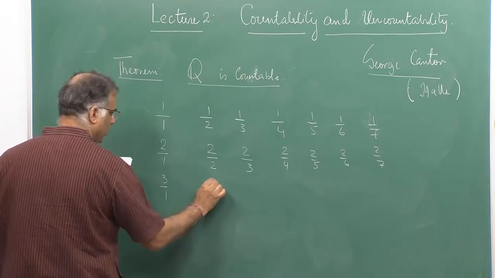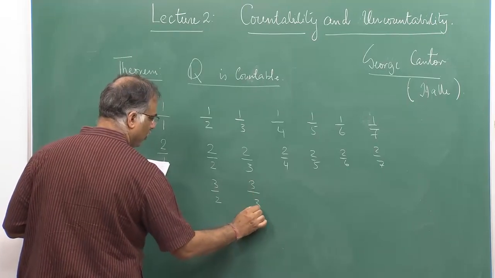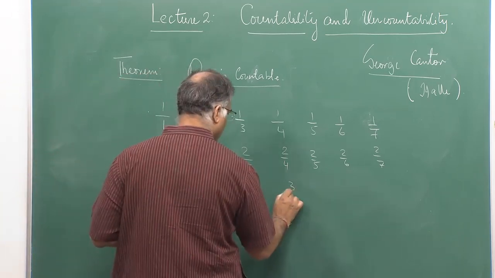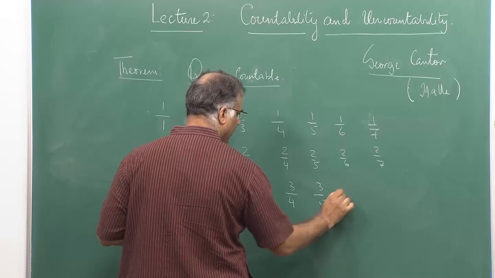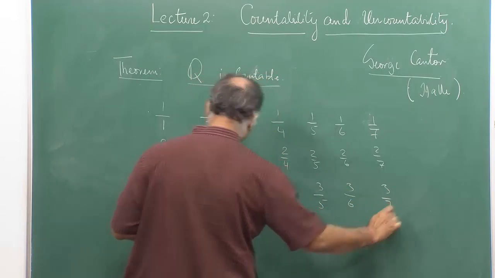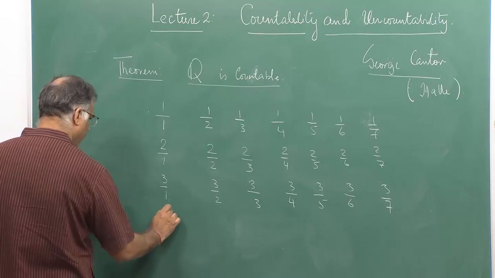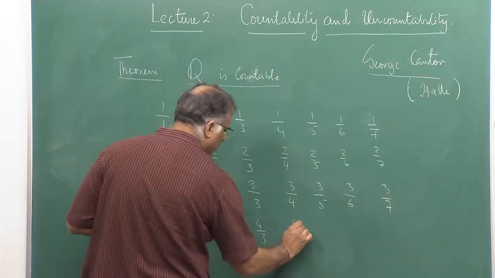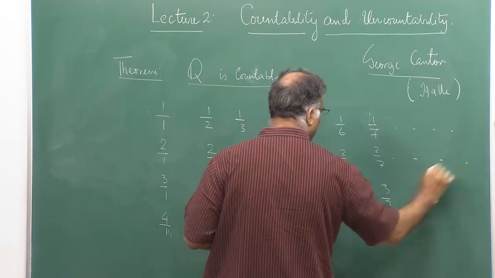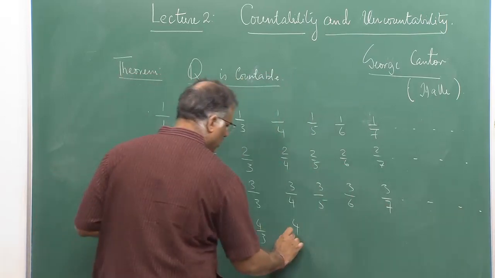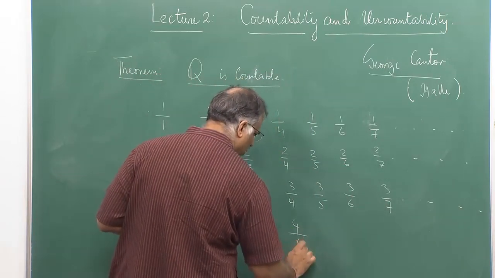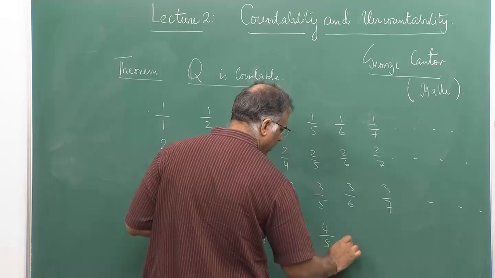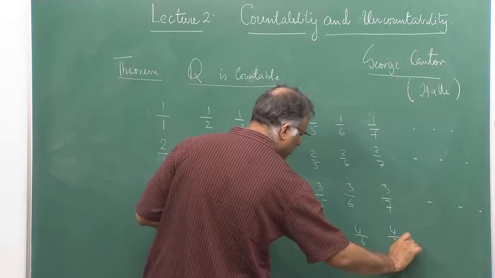Let me write down 3 by 1, 3 by 2, 3 by 3. You see again, 1 is repeated. Then 3 by 4, 3 by 5, 3 by 6, 3 by 7, then 4 by 1, 4 by 2, 4 by 3. So this is all dot dot dot, and ultimately it just goes on. 4 by 4, 1 is repeated. 2 is repeated here. 4 by 5, 4 by 6, 4 by 7, and so on.